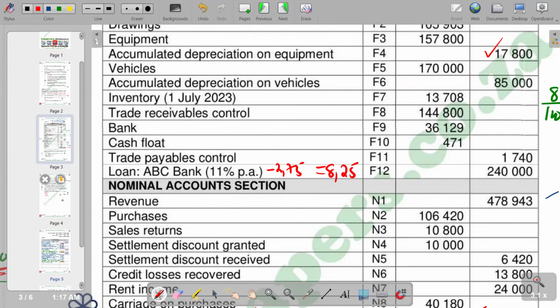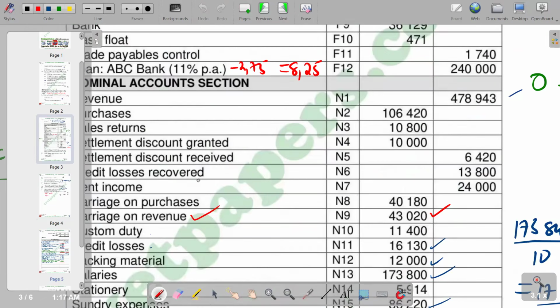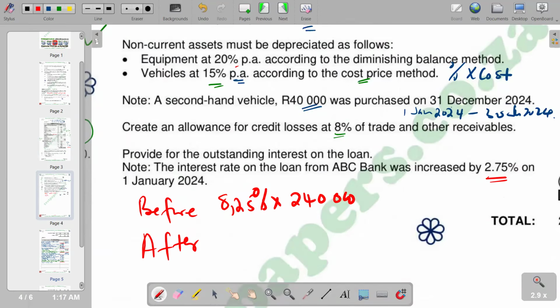So on our calculation now, we start with before the increase. We are going to use 8.25%. We multiply it by the total loan amount, which we are given as 240,000. And it was for 6 months. And then after the increase, it was now 11%. We multiply it by 240,000, and it was again for 6 months. So we calculate it like that and we see what we are supposed to get there.